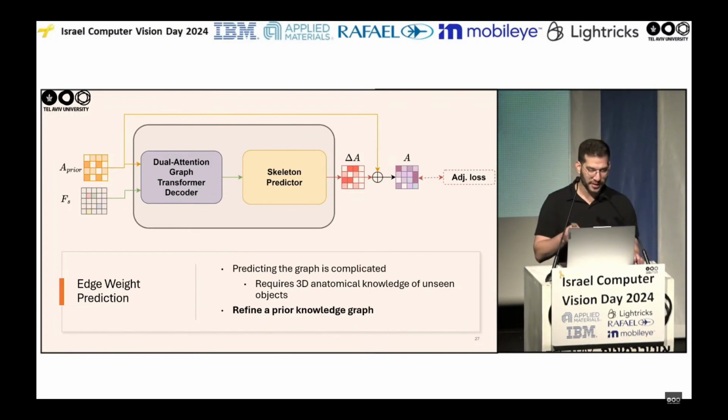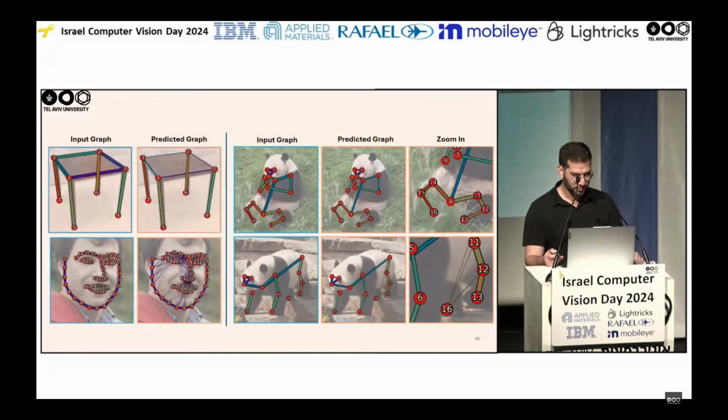So our solution is simple yet effective. Instead of trying to predict an entirely new graph, we focus on refining prior input graphs. So the user provides an initial unweighted graph, just like before. But now our model refines this graph and predicts weights on the edges, making the graph more task-specific and accurate.